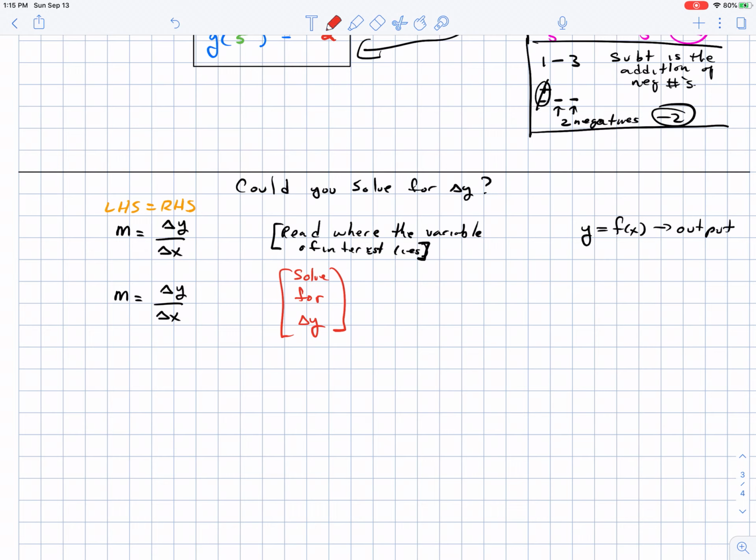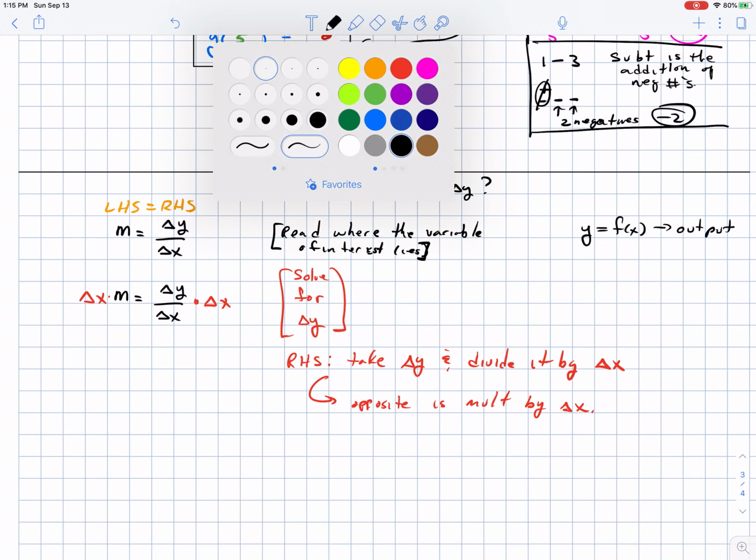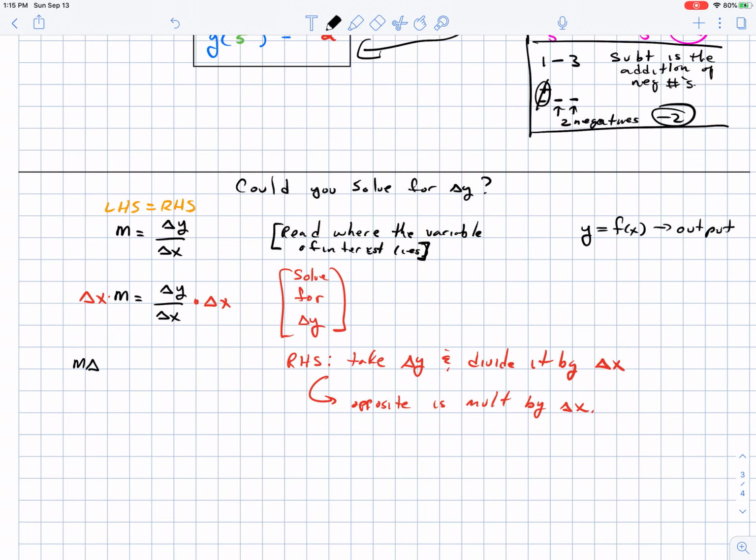And then note what is going on the right-hand side. Well, on the right-hand side, it says take delta y and divide it by delta x. So the opposite is multiply by delta x. So we're just going to multiply both sides by delta x. Now we know that we can cross those out, correct? And we have m delta x equals delta y.